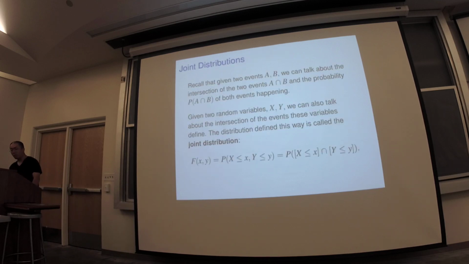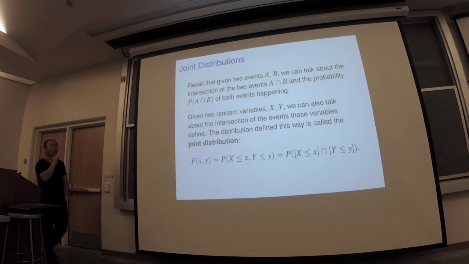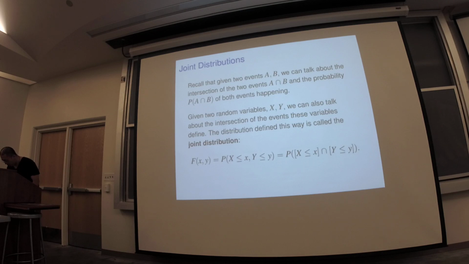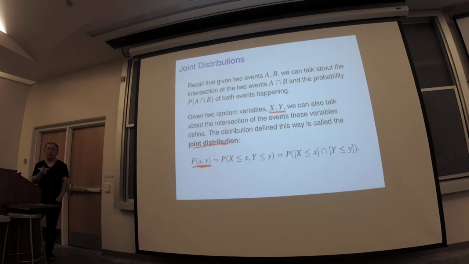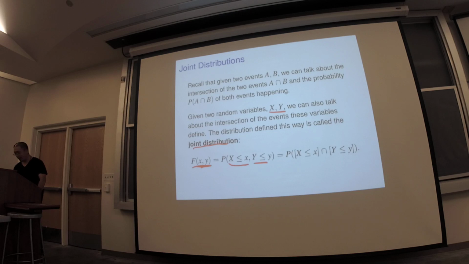Joint distribution, right? Similar to the joint distribution defined for events, we can define a joint distribution over random variables. Given two random variables x and y, we can define the joint CDF, joint cumulative distribution function, as the probability that these two events both happen: random variable x less than or equal to a specified value, and random variable y less than or equal to a specified value, right? This is actually the probability of the intersection of two events. So this is the definition.